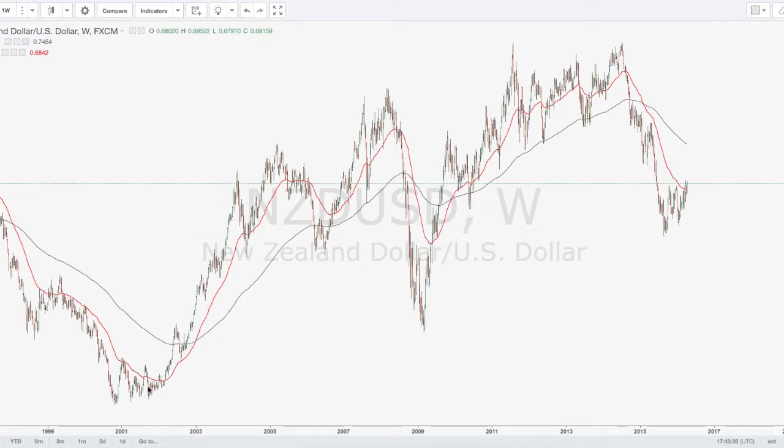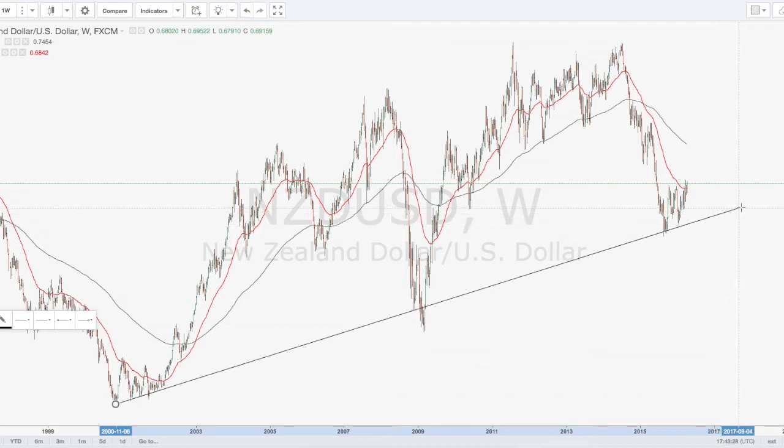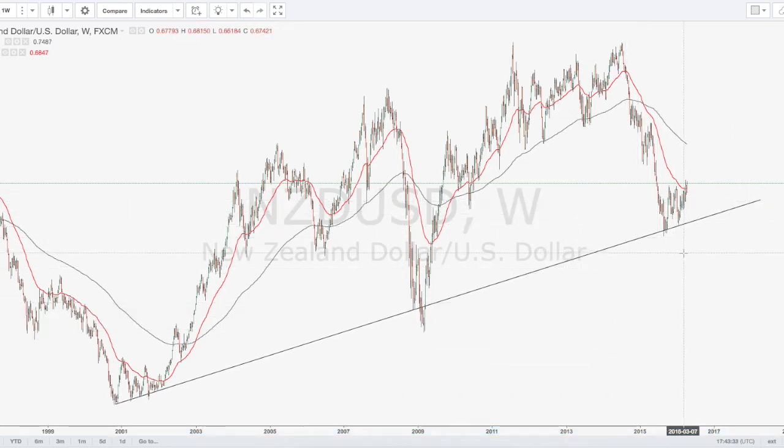Starting on the weekly chart, we can see that over the space of the last sort of 15 years, there's been a bit of a rising uptrend going on here. As you can see, there's been three sort of major touches to that upward trend. Most recent started sort of mid to back end of last year.